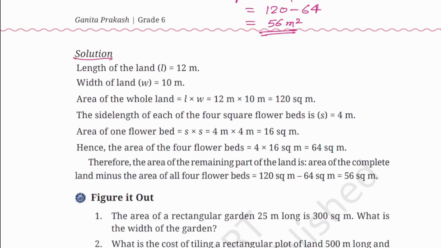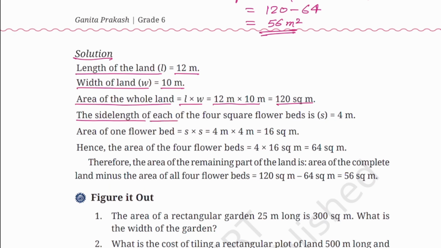Solution: length of the land L is equal to 12 meter. Width of the land is equal to 10 meter. Area of the whole land is L into W, that is 12 into 10 meter, that is 120 square meter.